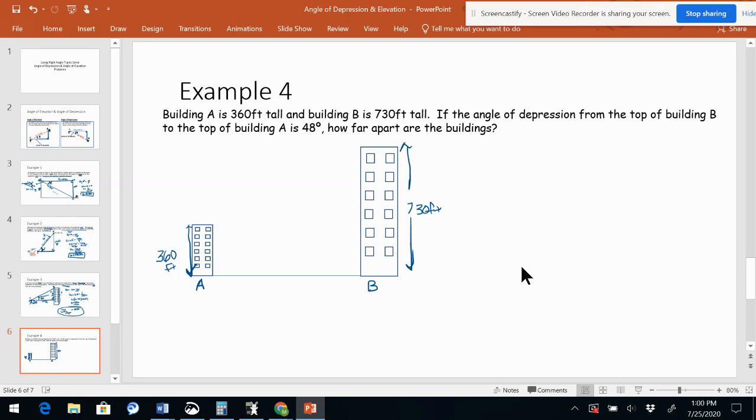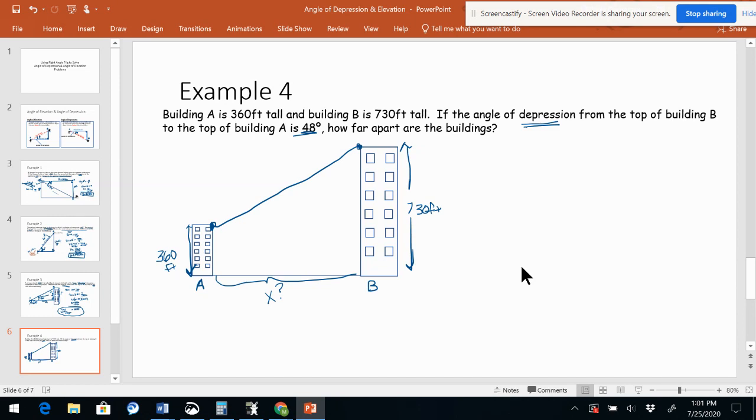If the angle of depression, so they tell me right here, the angle of depression from the top of building B to the top of building A is 48 degrees, how far apart are the buildings? So I want to know the distance, how far apart these buildings are. That's what I want to know. The angle of depression is 48 degrees. So again, angle of depression, we're looking down at an object. So we're looking from building B down to building A. So I'm going to draw my line of sight going down there between the two buildings.